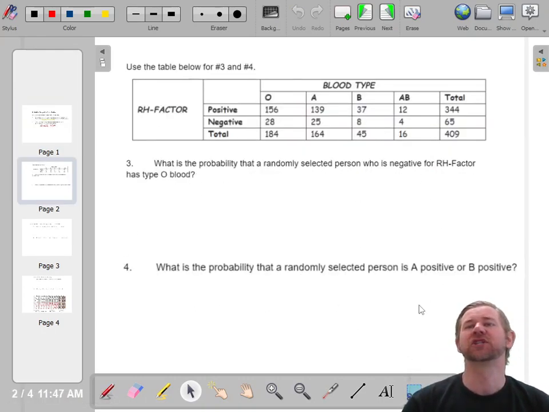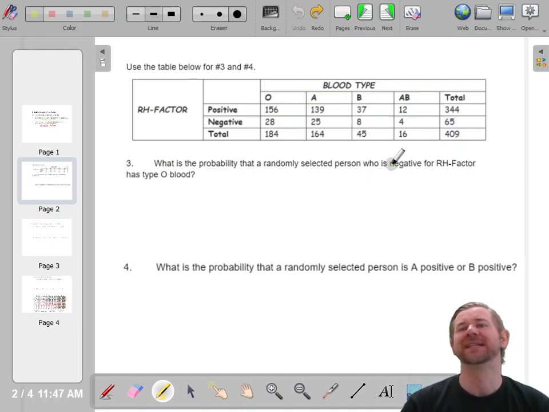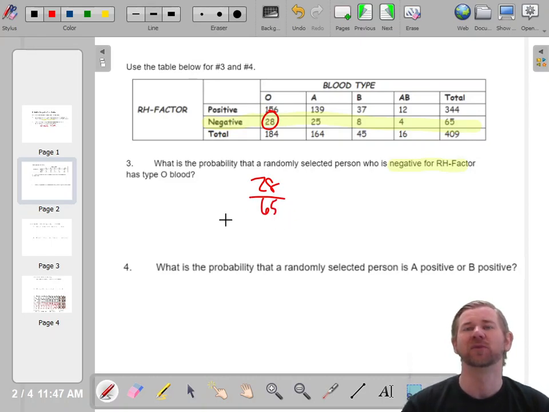Okay, conditional probability. This one says, what's the probability? Here's a table. There's an RH factor that you're either positive or negative for, and then you have some blood types. And it says, what's the probability that a randomly selected person who is negative for RH factor, so we're only looking at the people that are negative, has type O blood. So the people that have type O blood, there are 28 of them out of a total of 65 people who are negative.